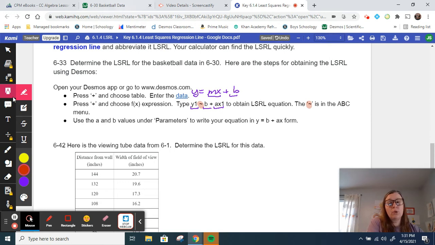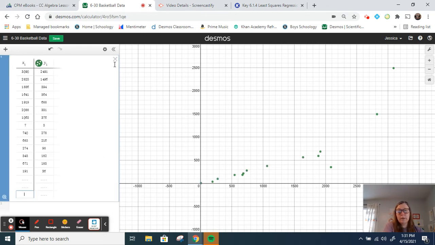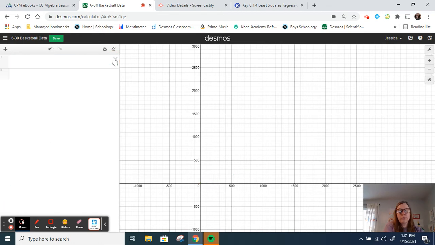All right, so let me show you what I'm talking about here. So I already have the data entered, but let's go through this together. Okay, so the first thing it said was to hit the plus sign right here, plus and table. Okay, and you see this is what I was talking about. So it says X1 and Y1 because it's your first set of data. If we were to create a different table, it would make them like X2 and Y2.